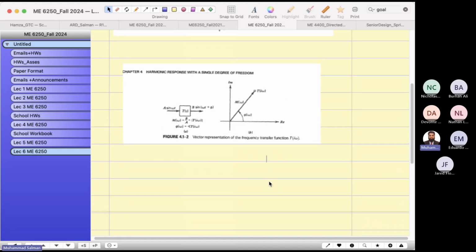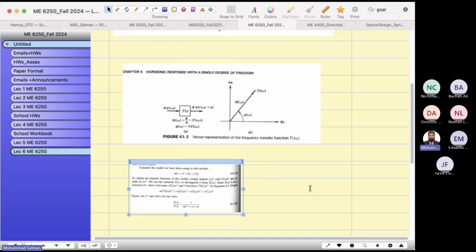So if any system is given a harmonic input, it changes the phase angle as well as the amplitude, and we can find it out. I want to show you the formula which is useful to find out the output response of a transfer function. So let me share with you the equations which we'll be using.